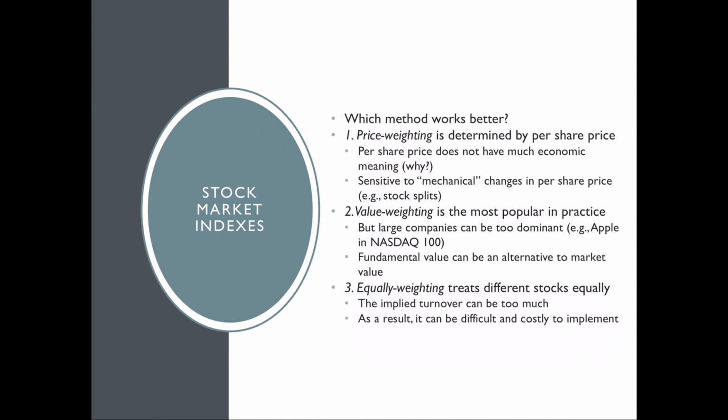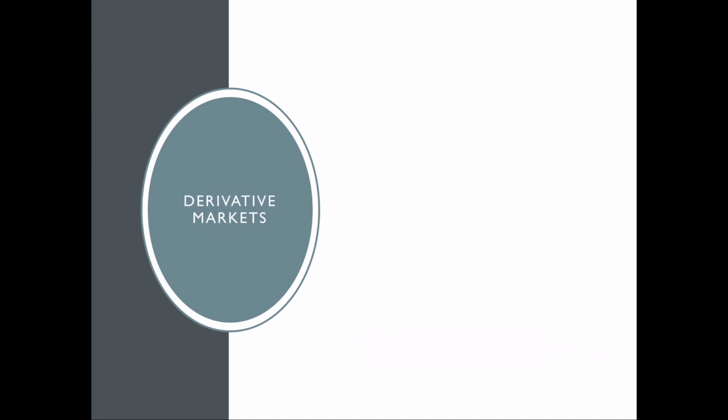The last is equal weighting, where they treat different stocks equally. The implied turnover can be too much. If it's equally weighted, you're constantly having to rebalance your portfolio for the equal weights, and as a result, it can be difficult and costly to implement. So it doesn't really correspond to buy and hold strategies.